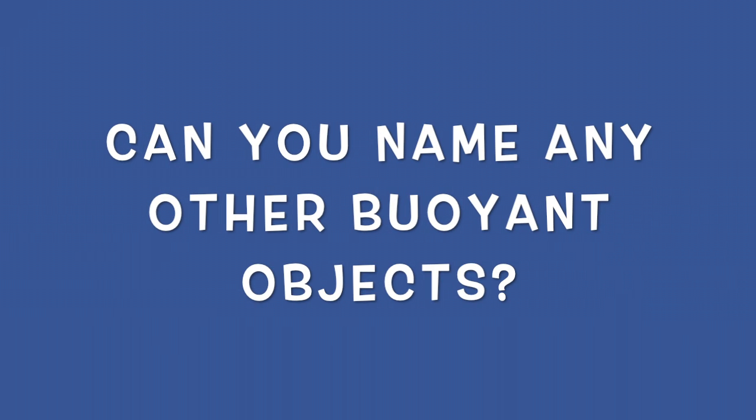Buoyancy. This is how well something floats. An example of this is a rubber duck in water is buoyant because it floats, but a rock in water is not buoyant because it sinks. In this activity, you'll be able to see how buoyant different materials are. Can you name any other buoyant objects? What about some things that aren't very buoyant?